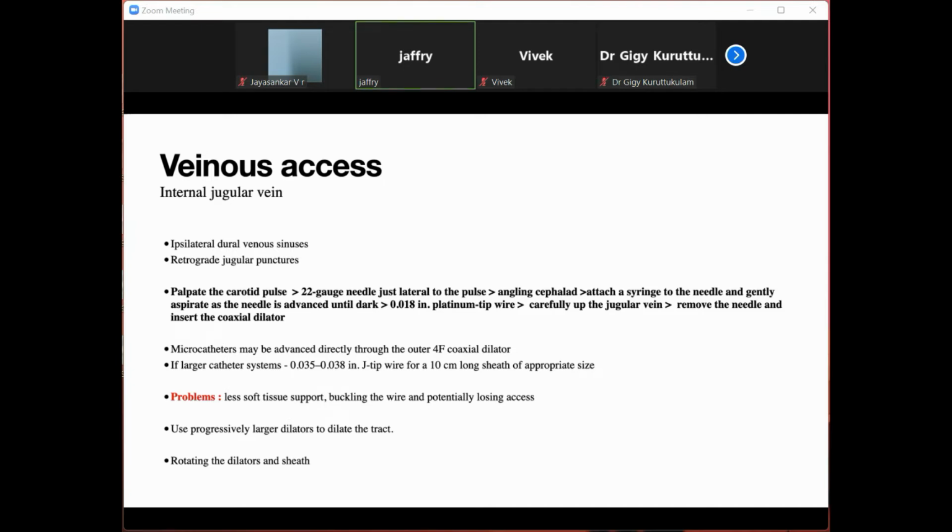The problem here is that the support of the underlying soft tissue is less compared to the femoral approach. Because of that, the chances of buckling of the wire are more, and at times we may miss the access.